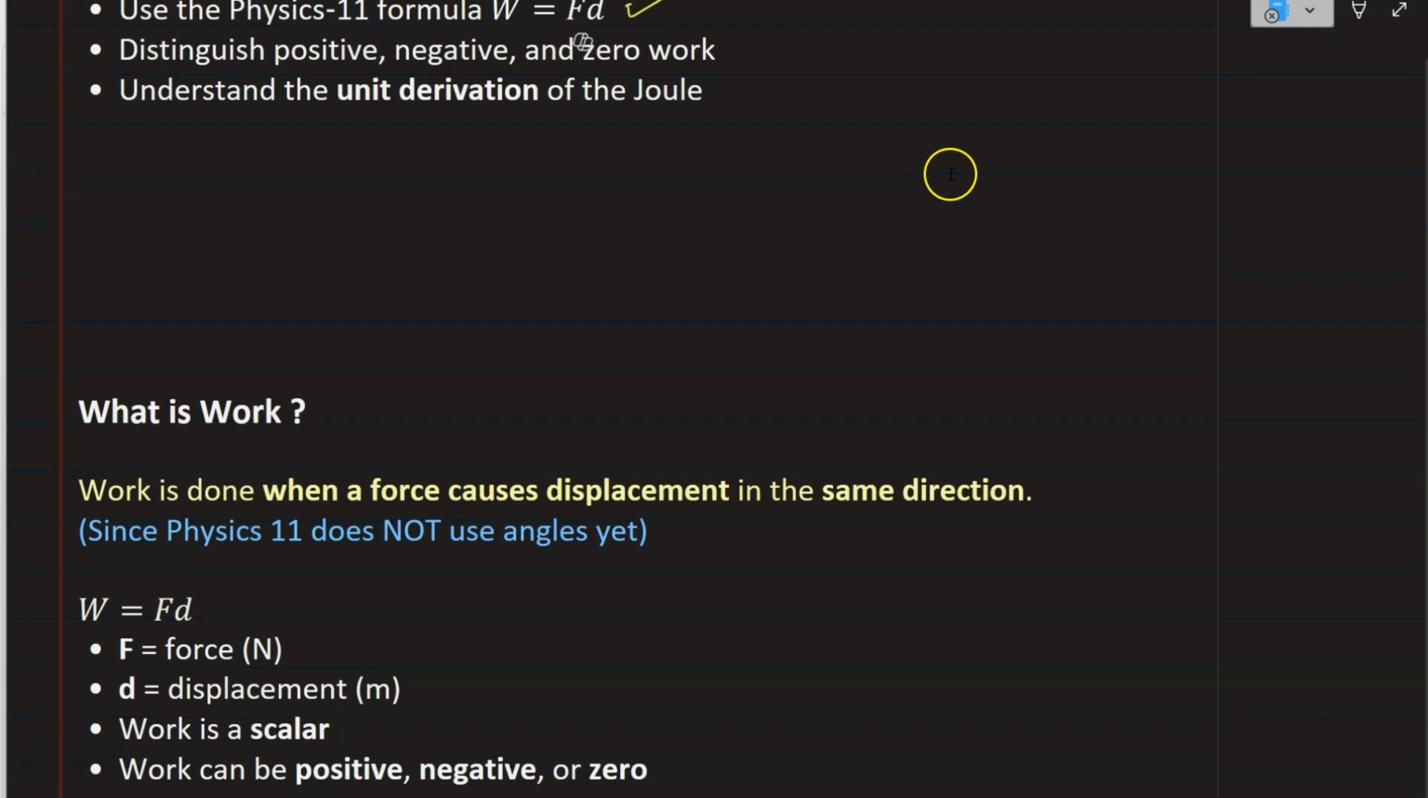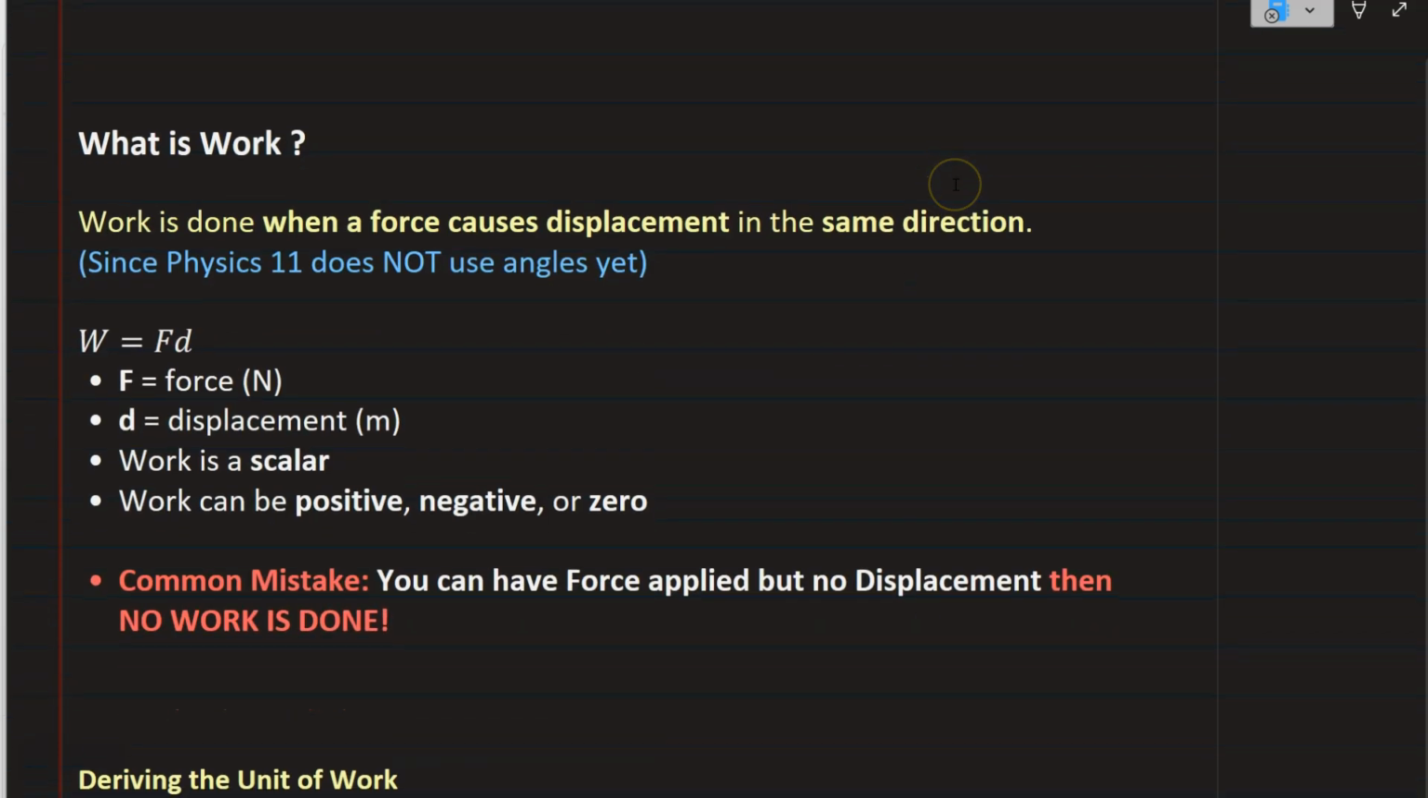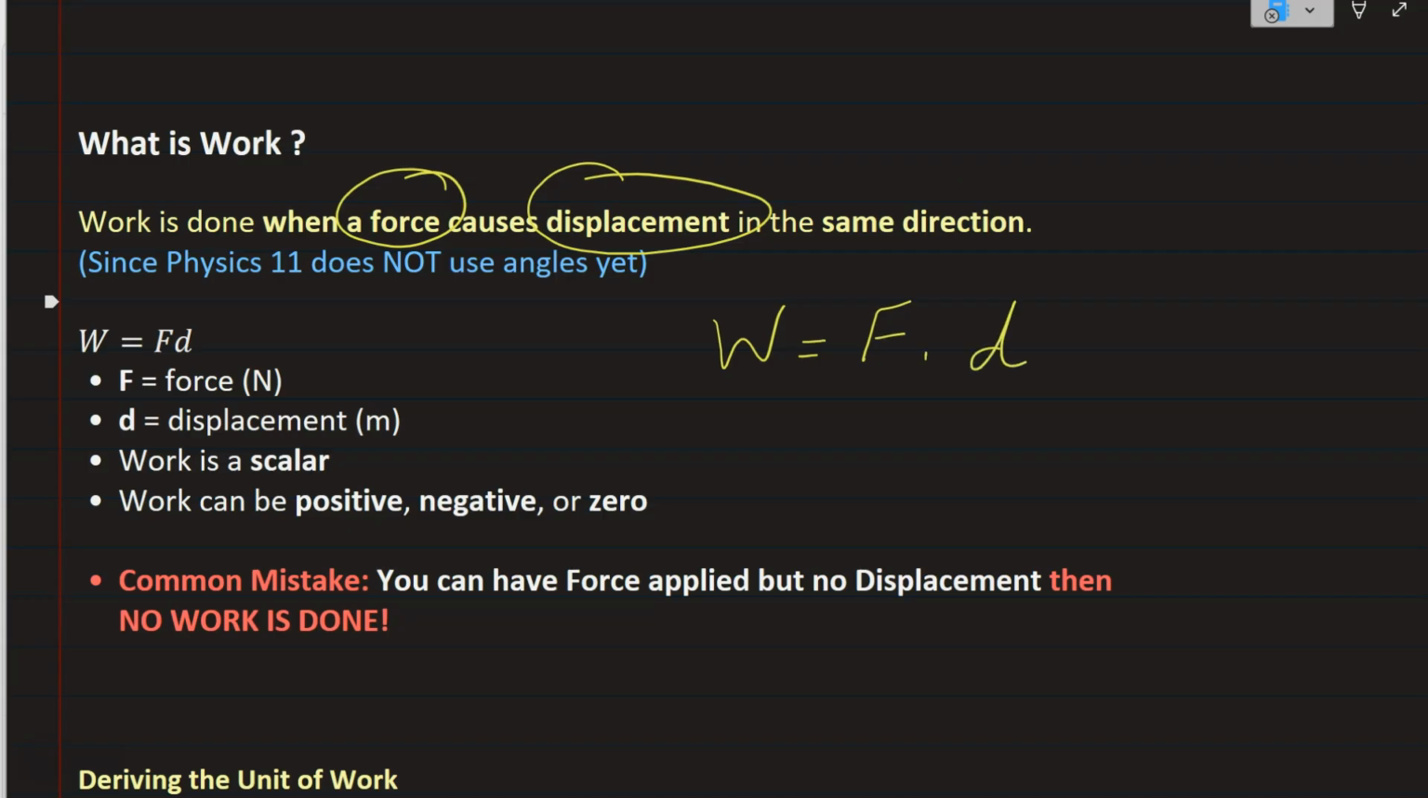The first thing, what is work? Work is done when a force causes displacement in the same direction. Now we got force and we got displacement. So W is equal to force times displacement, D. And it's the same direction for physics 11, not physics 12, because we are dealing with the situation where we don't use any angles. It's one dimension right now. Left and right, that's the only way, or up and down. There's no angle in between.